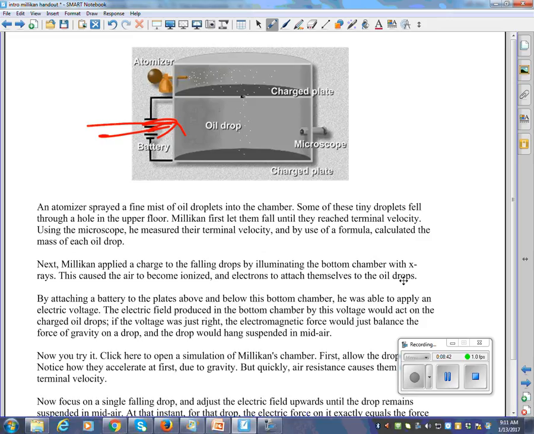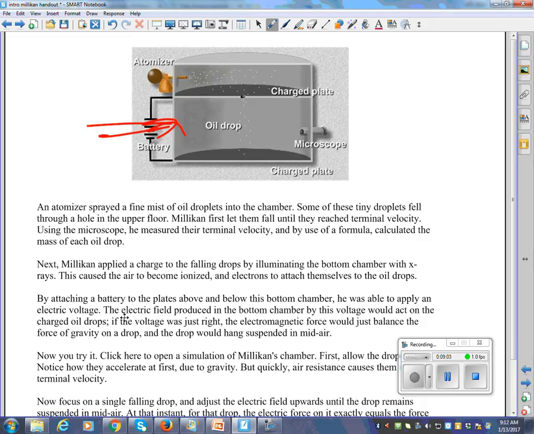Same idea, yeah? It's giving off electrons, right? Okay, so the air became ionized and electrons attached themselves to oil droplets. By attaching a battery to the plates above and below this bottom chamber, he was able to apply an electric voltage. The electric field, which is what this unit is all about, produced in the bottom chamber by this voltage would act on the charged oil droplets.